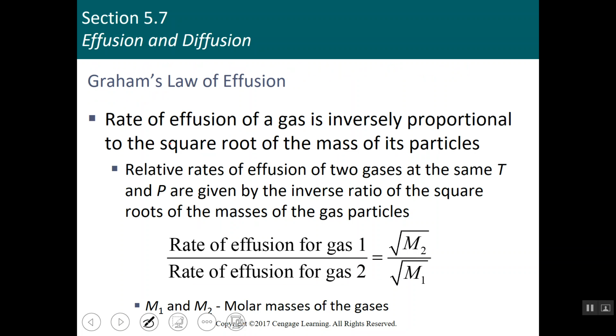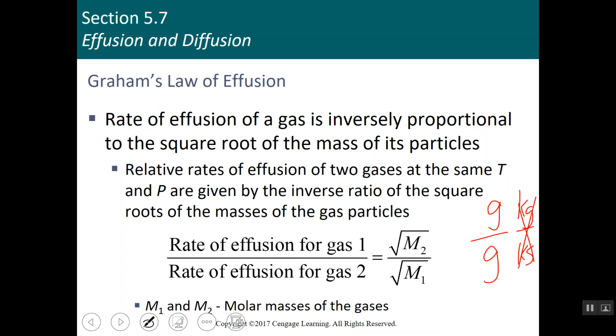When you look at effusion rates, it's going to be the molar mass. And I know that this is given as a capital M, but please note that you don't have to convert to kilograms because you're dividing them by each other. If you have grams over grams, it's the same as having kilograms over kilograms. So there's no need to take that extra step and turn it into kilograms.